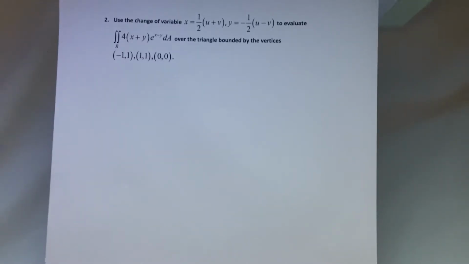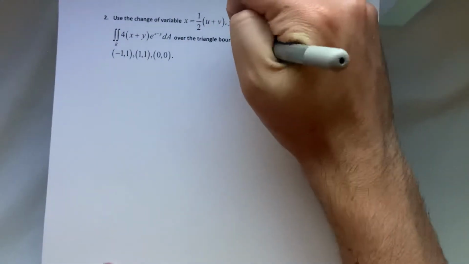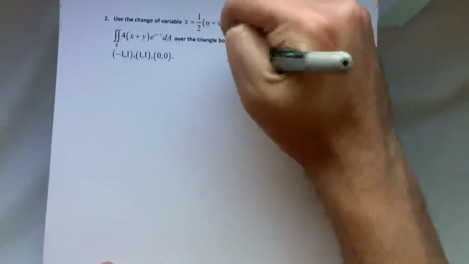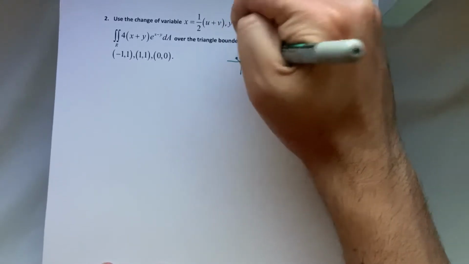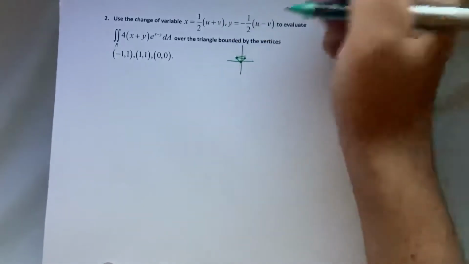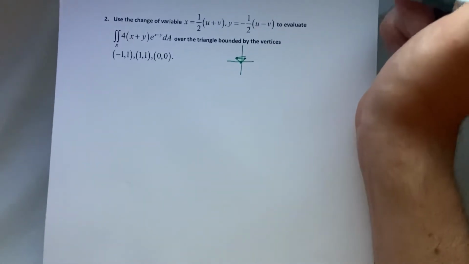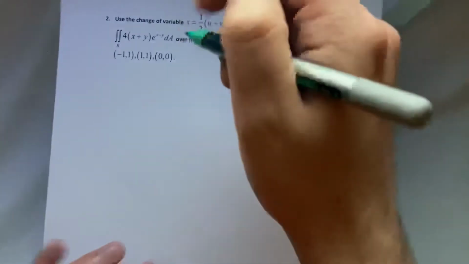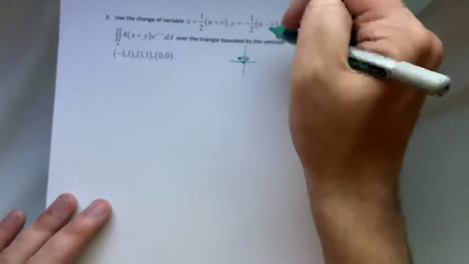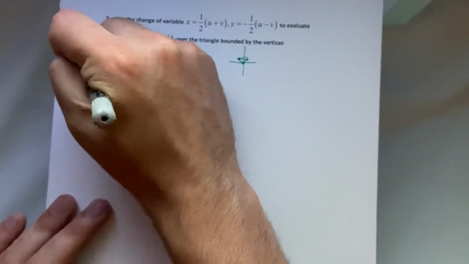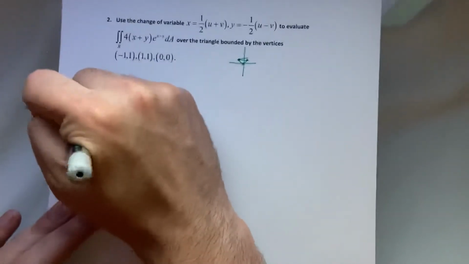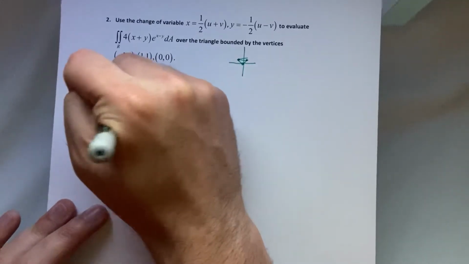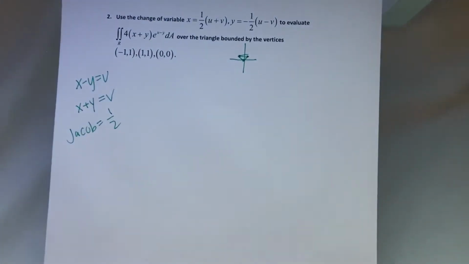Okay, so what's the problem with this kind of triangle? If we look at it from a visual perspective, we have (-1, 1), (1, 1), and (0, 0). That is a triangle that doesn't have a clear horizontal or vertical side. So this conversion, again, is the same conversion: x minus y equals u and x plus y equals v. And since it's the same conversion, our Jacobian is still 1/2 from the last video.